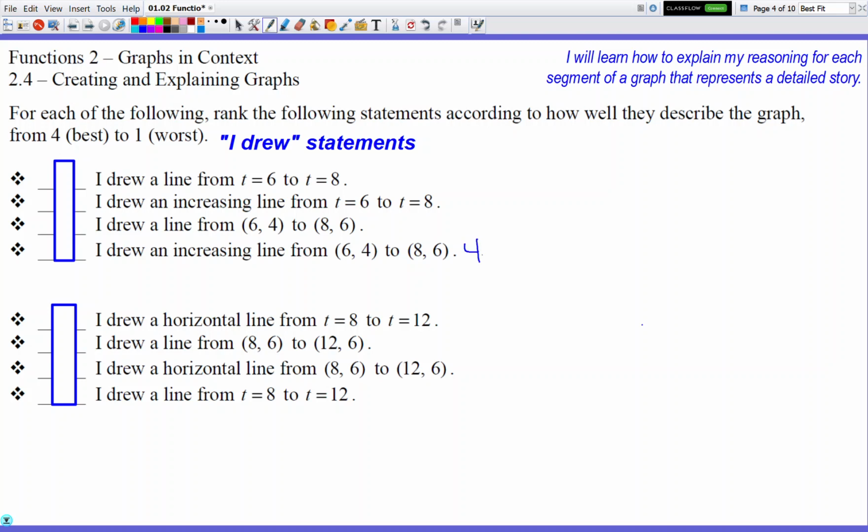And then who's the next best answer? Well, let's look for a statement that still talks about the line's characteristics. It doesn't really tell us about the exact location, but at least it tells us about the line's characteristics. So that would be the second one. This is the second best answer.